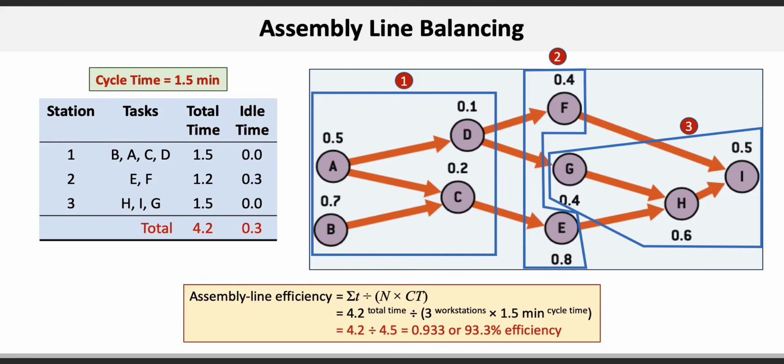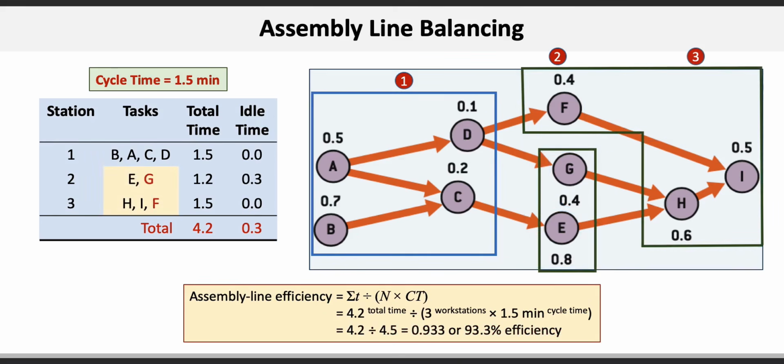That's pretty good. Note that we could have made workstation 2 include tasks E and G and then placed task F into workstation number 3, and the result would still be the same. With assembly line balancing problems, there's usually more than one solution.